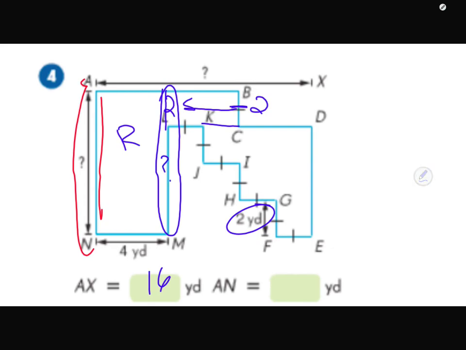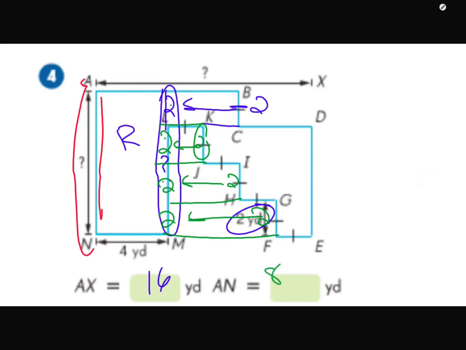So again, I'm noticing these tick marks. This one's 2, I can bring it over, so then that's 2 right there. Okay, so there's one, there's another. And then look, this is 2, I can bring this over, that's 2. This one's 2, I can bring that one over, that's 2, because I know opposite sides are equal. And then look, I have that whole side, 2, 4, 6, 8. I know that AN equals 8.